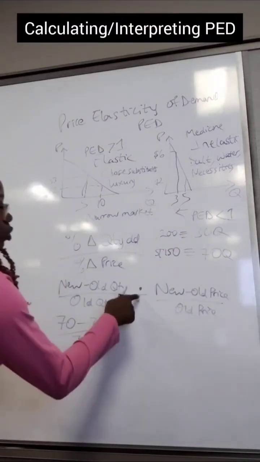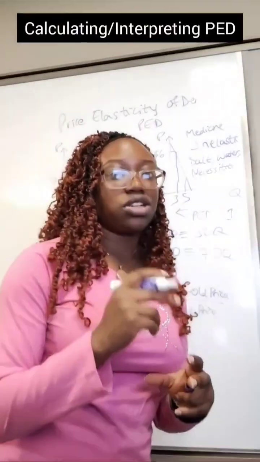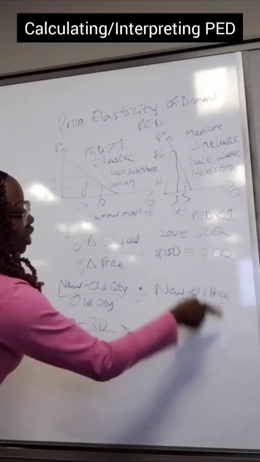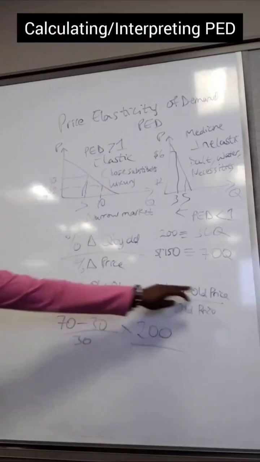Let's keep this. So this is supposed to be division, but if you remember your algebra, you can change division to multiplication and flip the numerator with the denominator, okay? So let's change this to multiplication and put old price at the top. So what is the old price? The old price was $200, right? And then the new minus the old price.